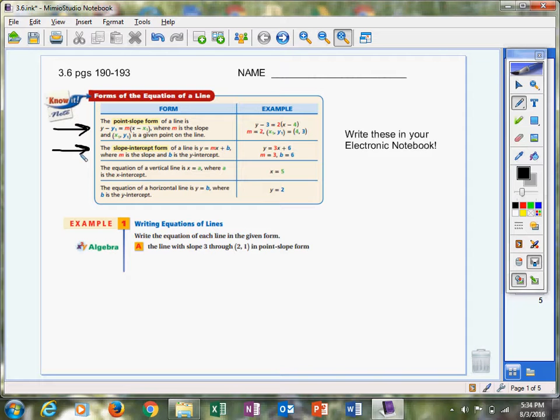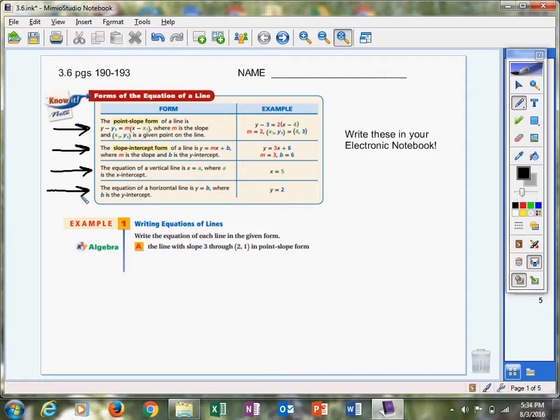The equation of a vertical line is always in the form x equals a, and a is any number. That's the x-intercept. It's a vertical line through that particular number on the x. So it's always going to be in the form of x equals some number, whatever that number is. And then your equation for your horizontal line is always y equals some number, where it crosses the y-intercept, wherever that number is. So these are very important things to write down.